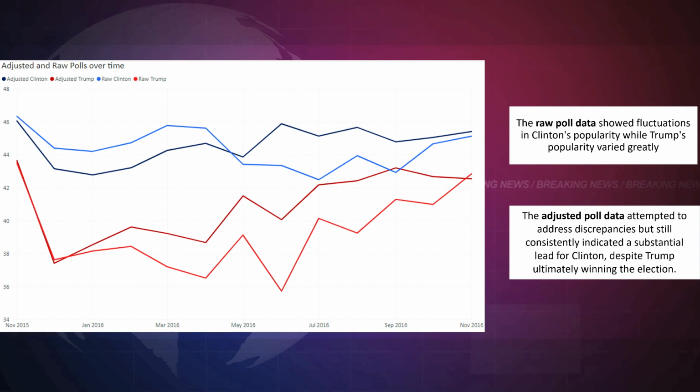We see from our graph that looking at raw poll data, Clinton's popularity in the polls remained relatively high but still had some fluctuations, whereas Trump's popularity varied a lot. In comparison to the adjusted poll data, we see that while Trump's underestimation and Clinton's overestimation is somewhat accounted for, it still consistently indicated a substantial lead for Clinton. Simply relying on these polling numbers would leave no doubt about her victory. Nevertheless, as history shows, Trump emerged as the winner.